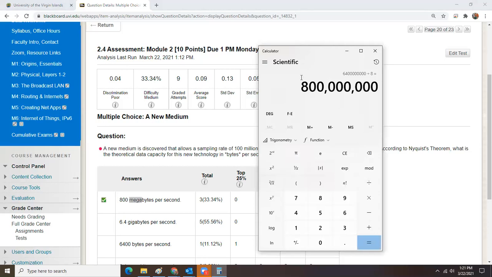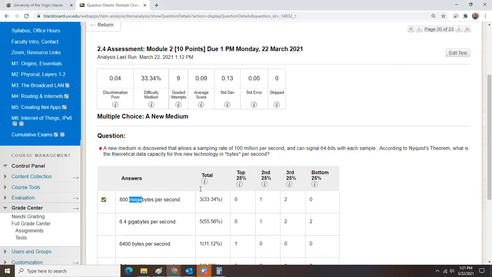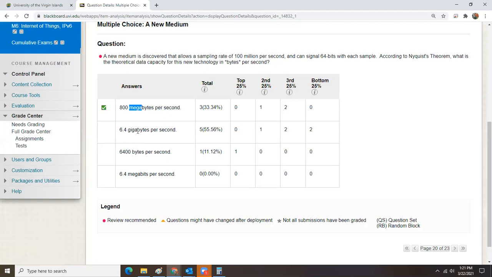Okay. If you chose 6.4 gigabytes per second, you basically missed the conversion between bits and bytes, and you just counted bits as if they were bytes. And yes, there would be 6.4 gigabits per second, but that's not what the answer reads. It says bytes per second.